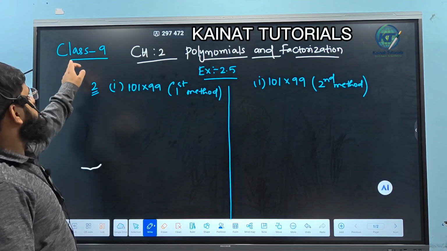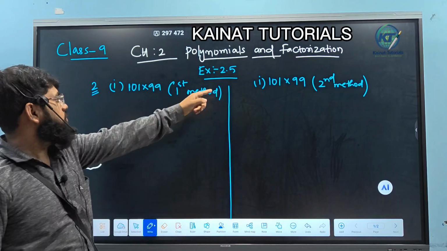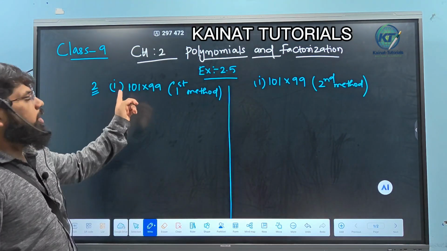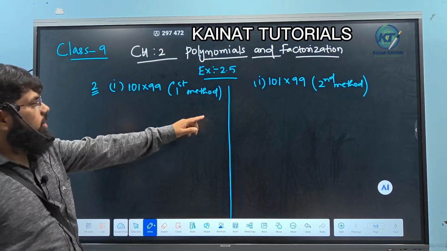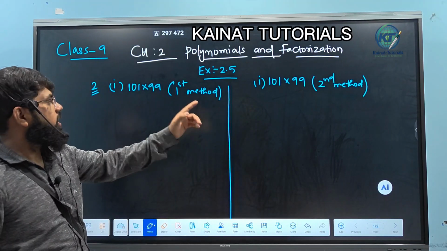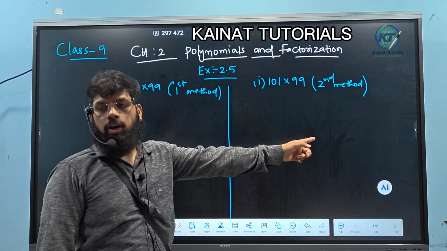So this is for class 9, chapter number 2, polynomials and factorization, exercise 2.5. The question is, solve this multiplication by using identity. Okay, not without using identity. For that, to have clarity, I am showing both methods, without identity and with identity.